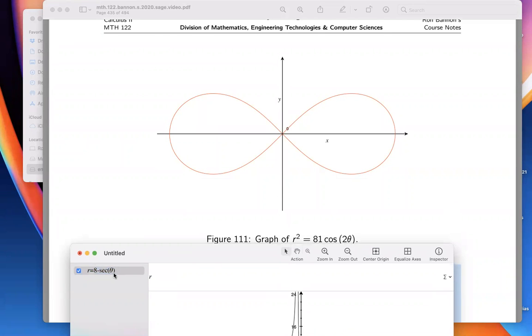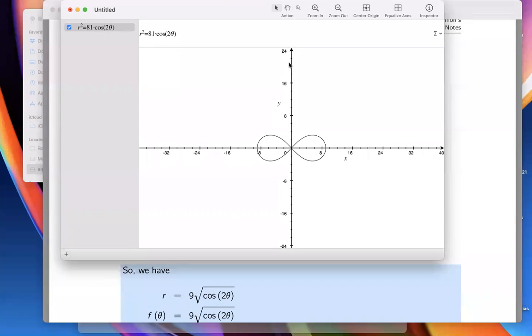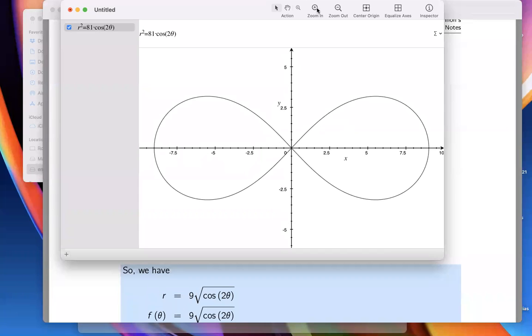It's r squared, and r squared equals 81 star. And who knows what's going to happen? Cosine, and that's twice theta, right? So 2 theta. I'm going to use my palette again to get the theta. And let's see what happens. Gee, I see it. And what I'm going to do is I'm going to zoom into that. All right. I'm not zoom out, zoom in. All right. You can zoom in.